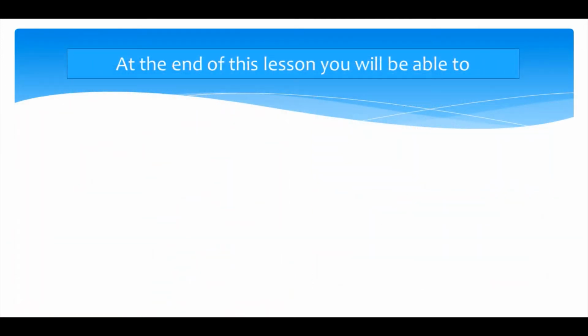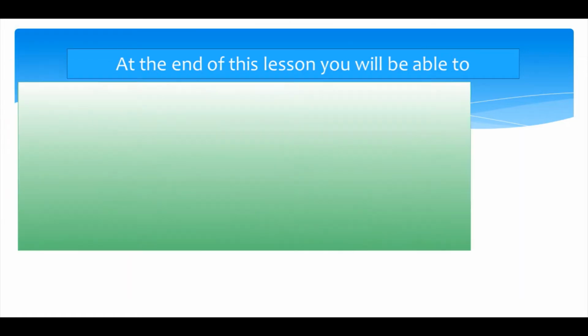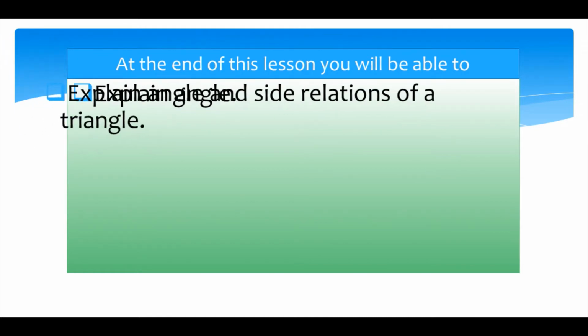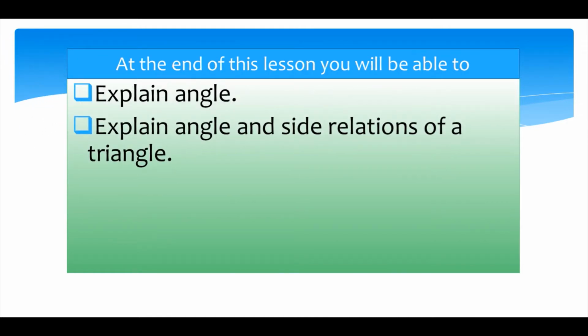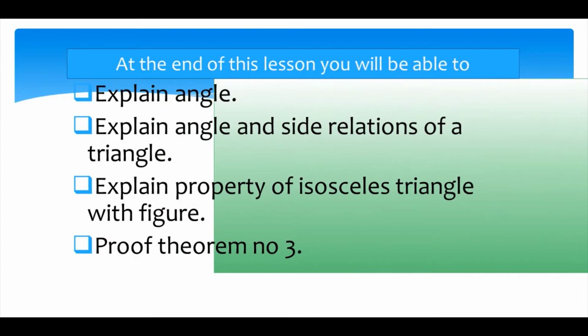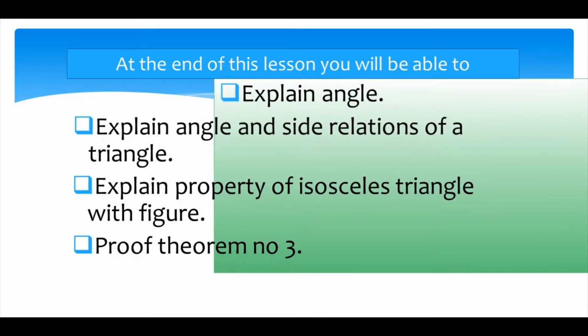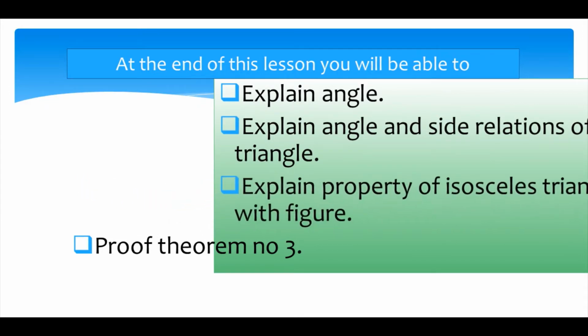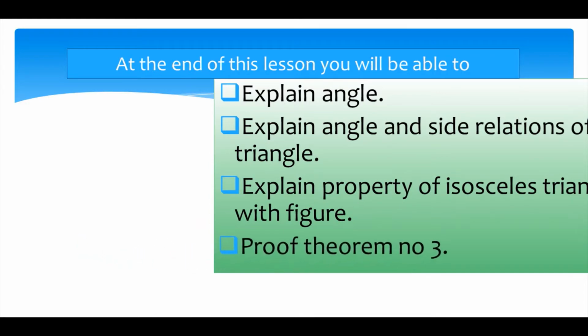At the end of this lesson, you will be able to explain angle and side relations of a triangle, explain property of isosceles triangle with figure, and prove theorem number 3. Let's see again. At the end of this lesson, you will be able to explain angle and side relations of a triangle, explain property of isosceles triangle, and prove theorem number 3.